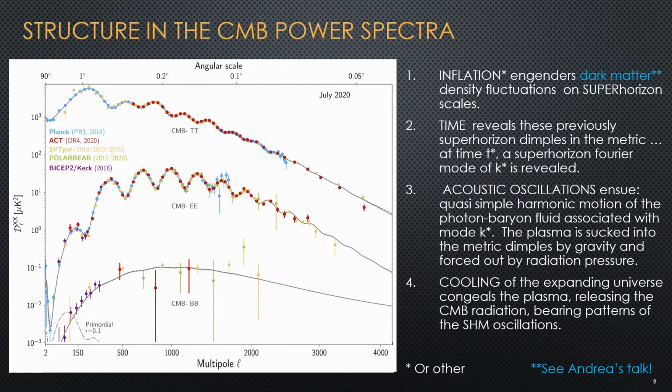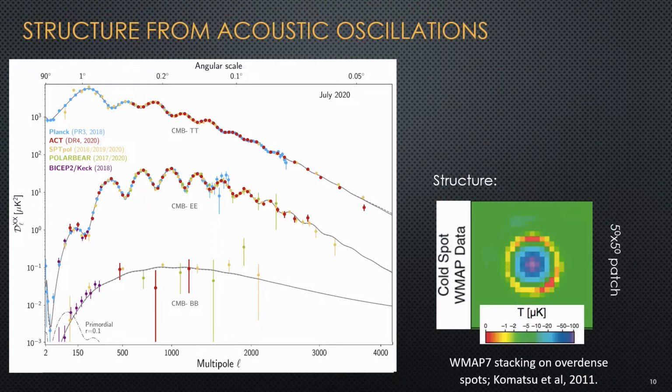And then the expanding universe cools, and it congeals the plasma, and we get the CMB radiation being released to travel for something like 14 billion years, virtually unimpeded.